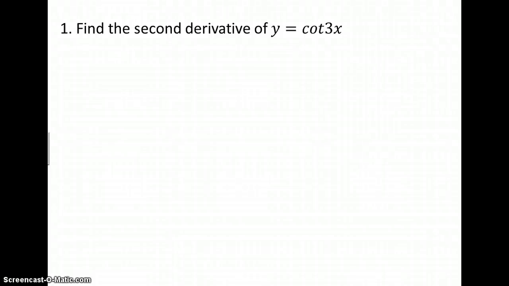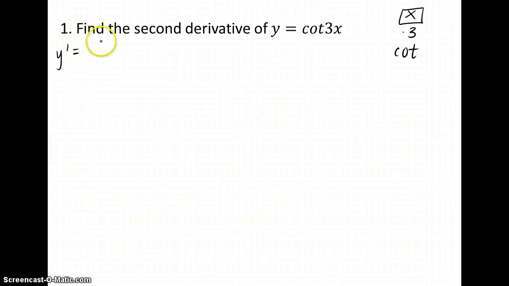Mods 1 and 2, quiz 2.2 to 2.4, derivative rules. Number 1, find the second derivative of this function. So looking at x for the chain rule, x is being multiplied by 3. Then we're taking the cotangent of that function.